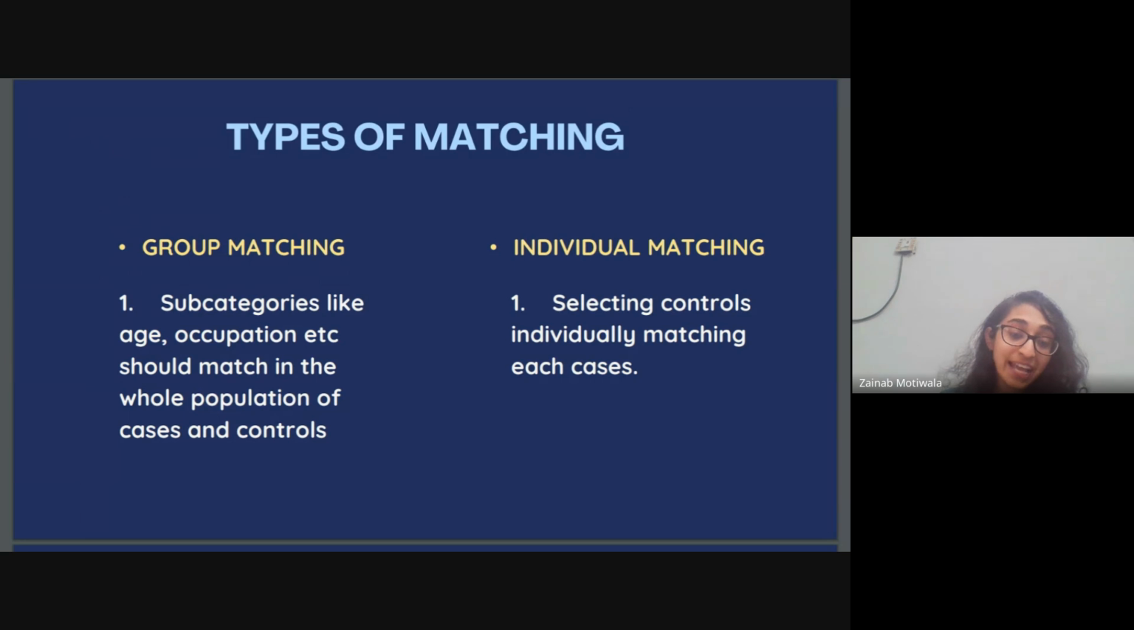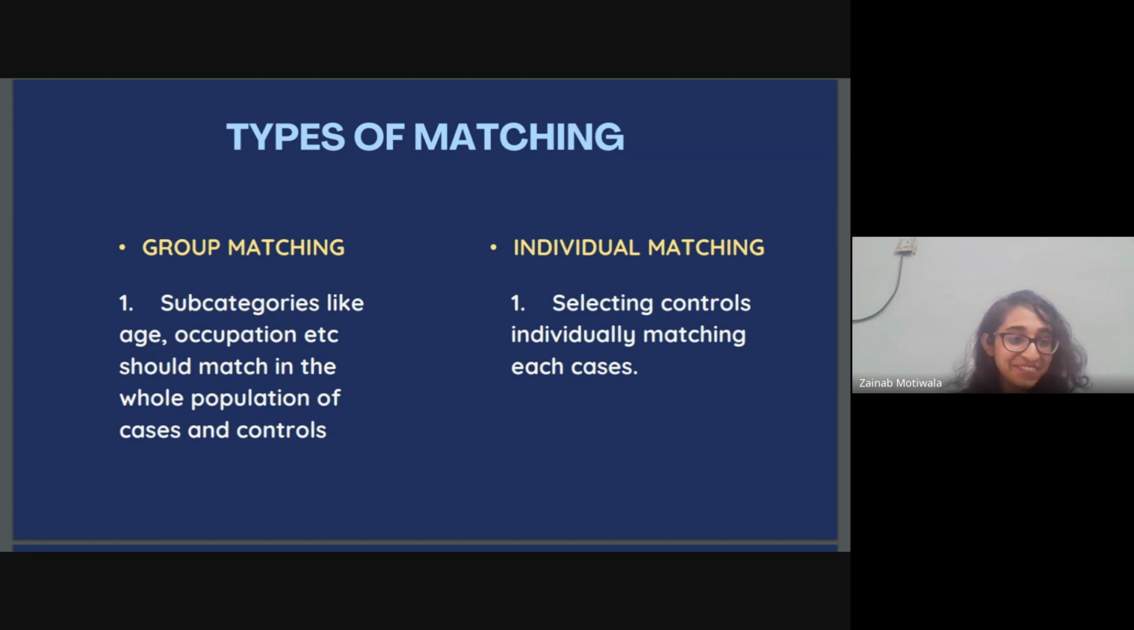Now I would like to hear your thoughts in the chat box. What do you think is more doable or beneficial, group matching or individual matching? You can respond to either, that's completely fine. What do you all think? What is better, group matching or individual matching?